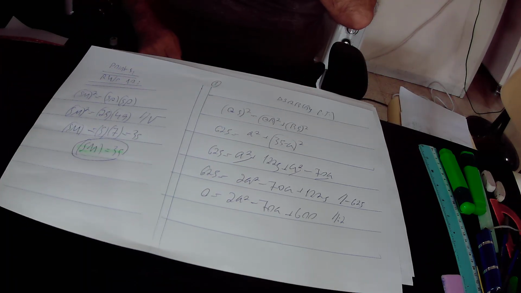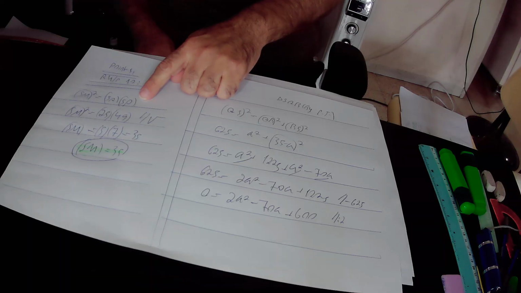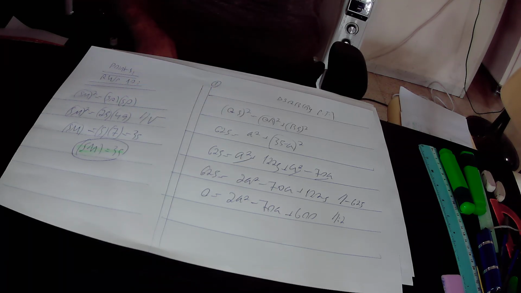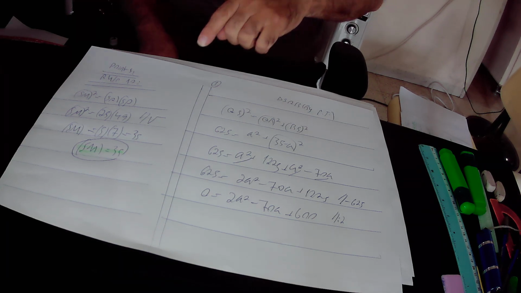Repeat again. SP equals 49, SQ equals 25. So in total, SM squared equals 25 times 49. Here we have to follow the equation.